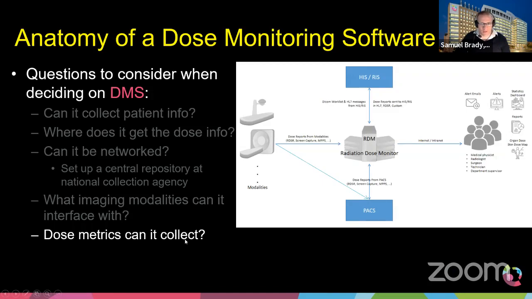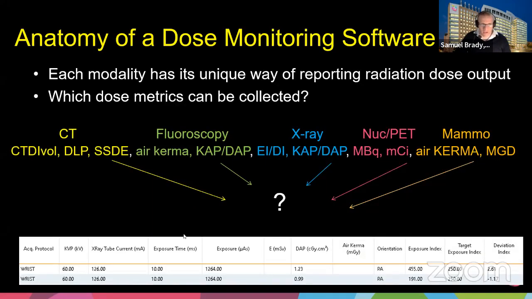All right, the dose metric to be collected. This is also very important because, as I alluded to at the beginning, every modality has its unique way of describing radiation output. CT, of course, has the volume CTDI, DLP, SSDE, and that is physically different than the CAP or DAP that you would see on fluoroscopy and X-ray, which of course is different than, say, mean glandular dose in mammography. And so the software itself needs to be able to accept or collect the dosimetric quantities from each modality and needs to be able to recognize the differences of them so that it can collect them and store them.